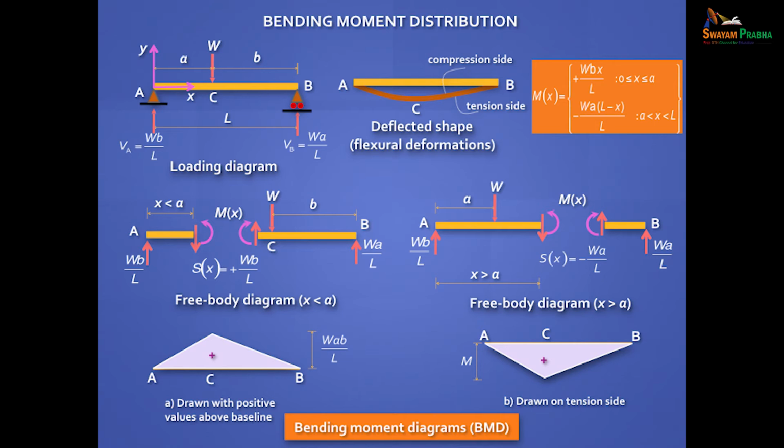Is it clear? And the maximum value is exactly under the load, and what is the value? W AB by L. Just substitute x equal to a. It's a linear variation. Now it is because this is linear that your shear force is constant. We'll see that. Alright. So we've come here.